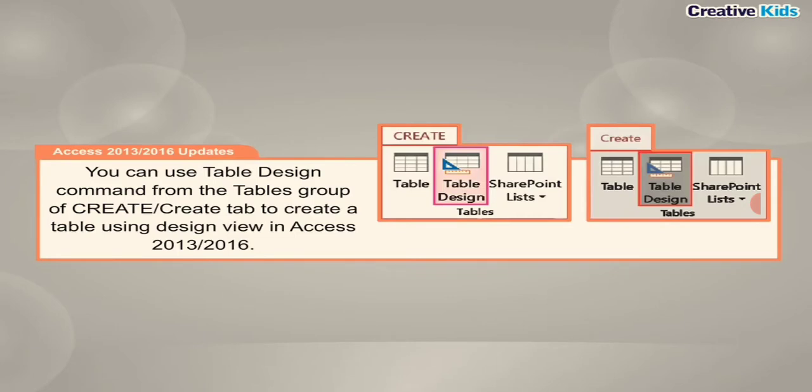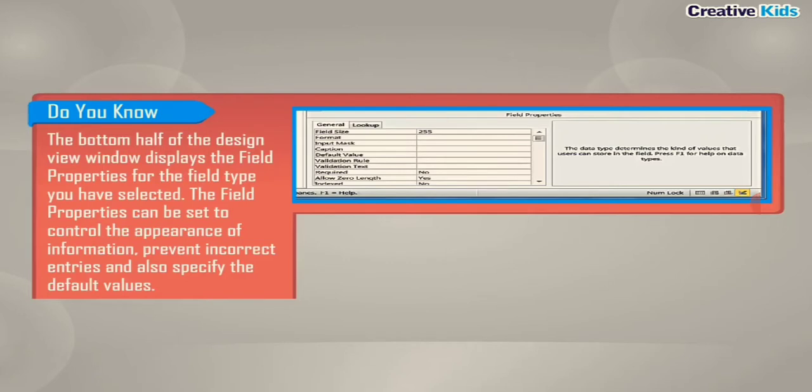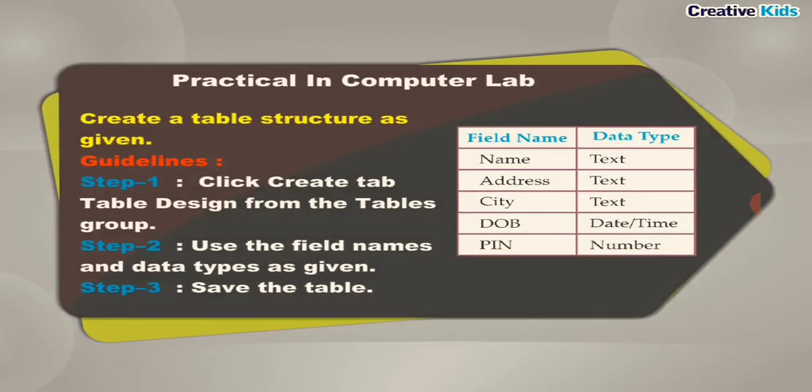Access 2013 or 2016 updates. You can use Table Design command from the Tables group of Create tab to create a table using Design View in Access 2013 or 2016. Do you know? The bottom half of the Design View window displays the field properties for the field type you have selected. The field properties can be set to control the appearance of information, prevent incorrect entries, and also specify the default values.